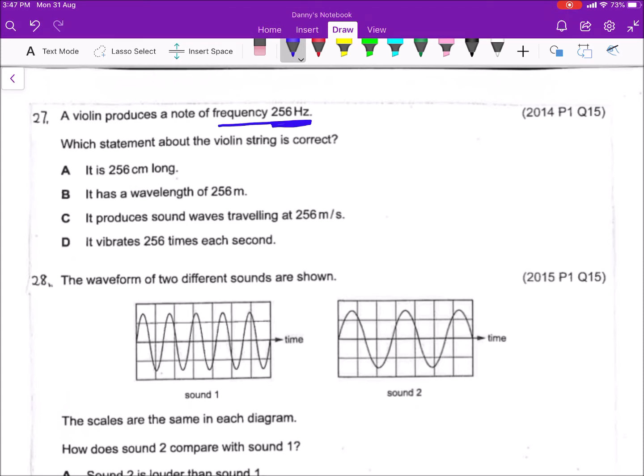So let's look at ABCD. A, 256 cm long, no. 256 Hertz is not a length. By the same logic, wavelength is not measured in Hertz. It produces sound wave, no, 256 is not a speed. And yeah, it vibrates that many times, because each time it vibrates, it will produce a wave. So if there are 256 waves produced in 1 second, it also means that it vibrates 256 times.